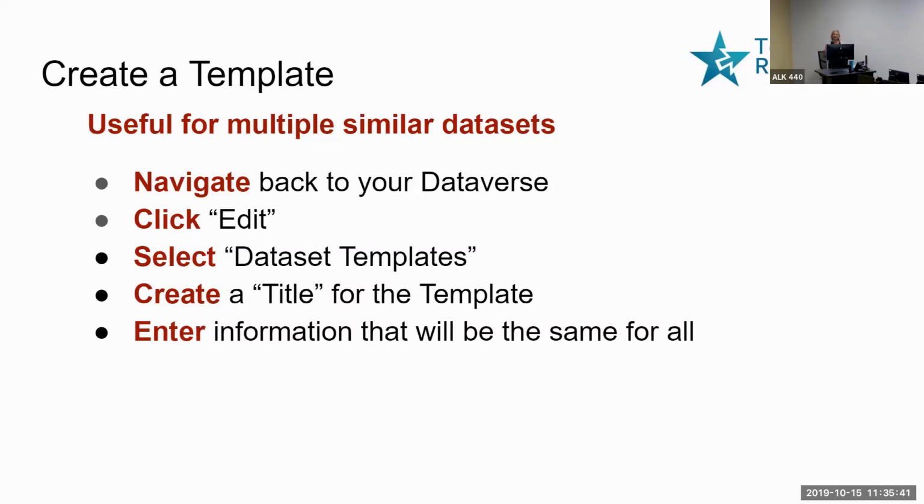So when you're going into Dataverse, there might be certain fields in the metadata that are the same for everything. Maybe you're the only author on all of these, or you have the same 10 researchers that you want to list for all of your datasets, for example. And again, these slides are available online for reference later, but this is basically from your Dataverse, you'll click Edit, select Dataset Templates, and then enter some information, and only enter the information that will be the same for all.